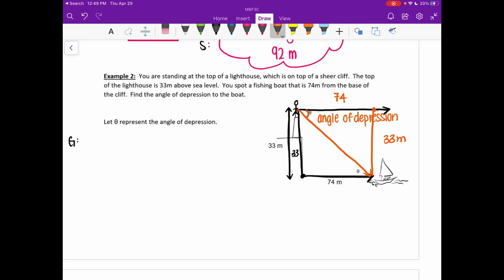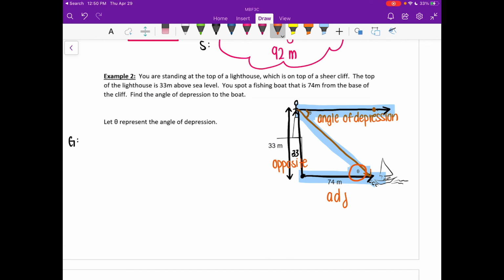Another way you could look at this is if you see, this is what we call a Z pattern. I don't know if you remember this from grade 9, but this is a Z pattern, which means that the angle inside here is the same as the angle inside there. And for us to find the angle over here is pretty easy because we have a lot of information. Here we have the opposite side, right? And here we have the adjacent. So I have the opposite, I have the adjacent.